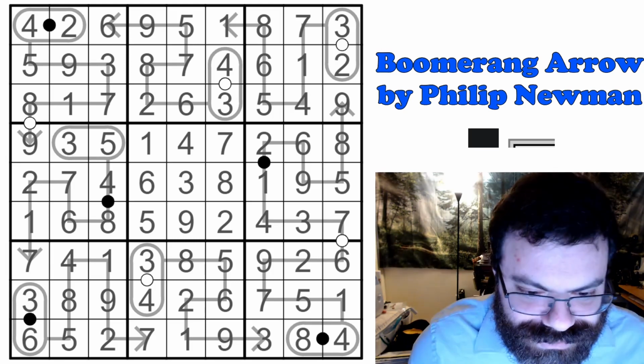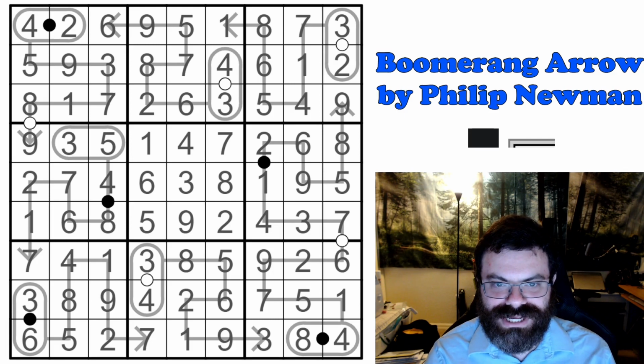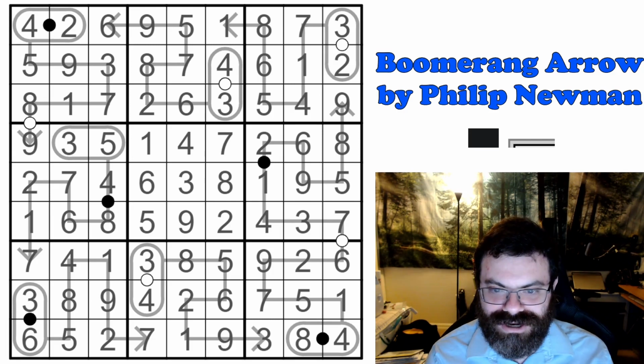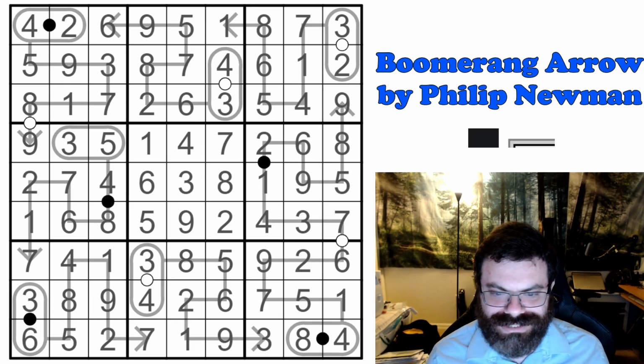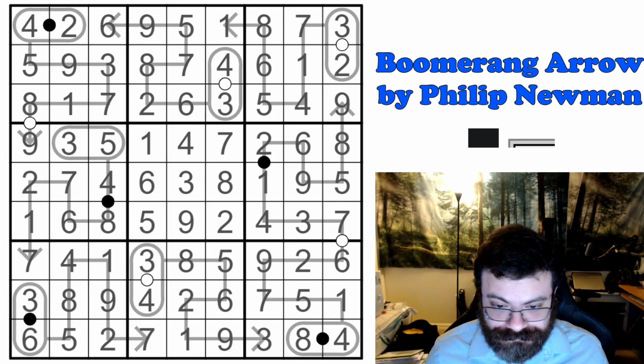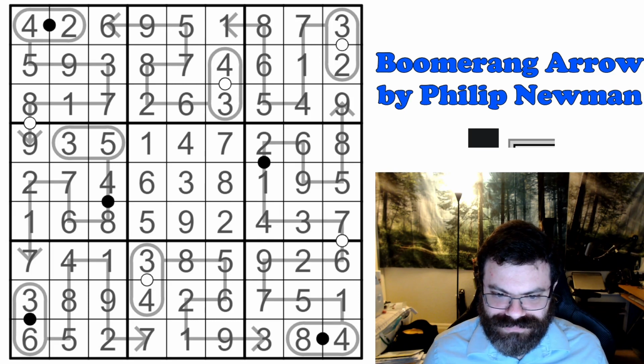So that is how you solve Boomerang Arrow by Philip Newman. I'm sorry for the long ending there. Do let me know if you struggled like me or if it was a piece of cake like it probably should have been. So yeah, that is the puzzle.